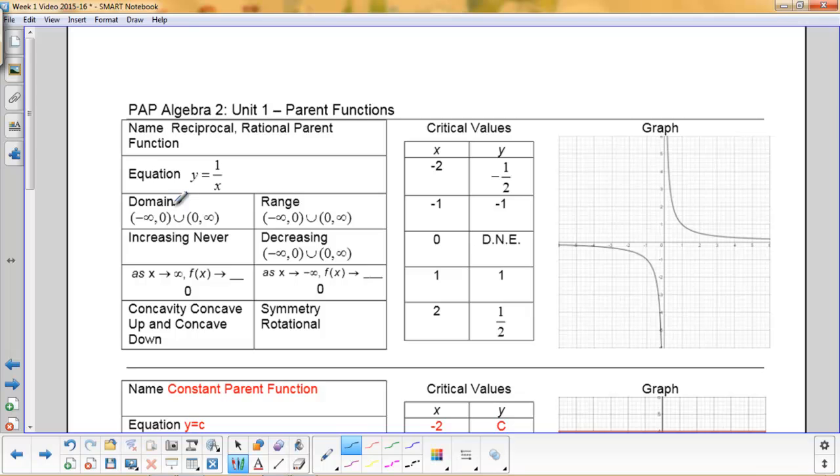The domain of this, if you think back to what we talked about yesterday with our restricted functions, is everywhere except for where the denominator is equal to 0. Since the denominator is x, that means that x cannot equal 0, and that becomes our undefined term. Okay? So notice what happens here.